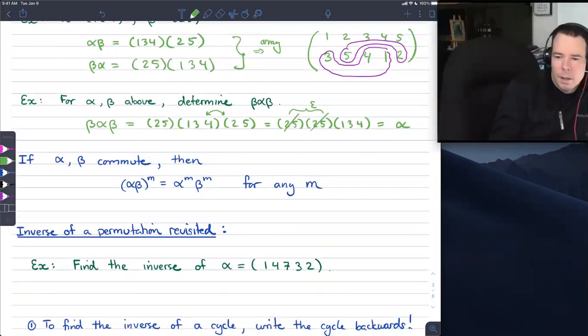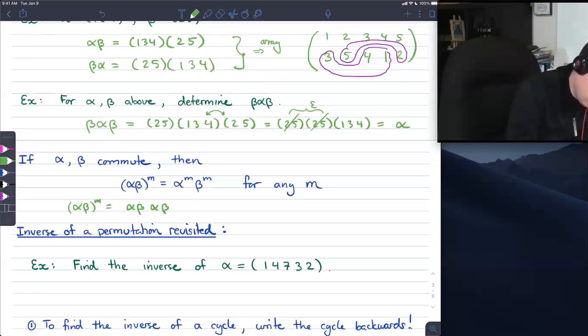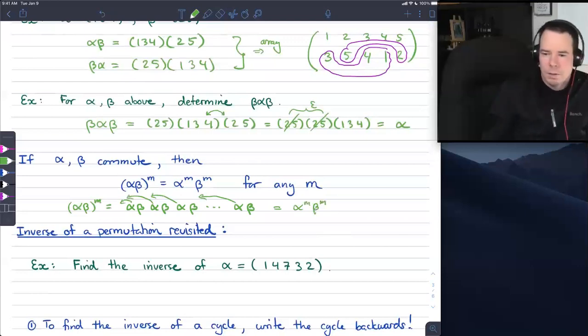If alpha and beta commute, then we have that result, that alpha beta raised to the power of m is the same as alpha to the m beta to the m. And that's just because alpha beta to the m is equal to alpha beta, alpha beta, alpha beta, dot, dot, dot, alpha beta. And we can take all of the alphas and push them across all of the betas because they commute. And that gives us alpha to the m, beta to the m. So the thing is that they need to commute in order to do this. We will raise powers of products, but the only way we can just individually distribute the power across the product is if we know they commute.